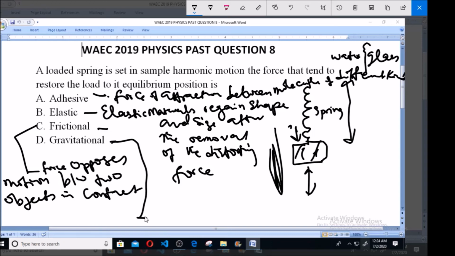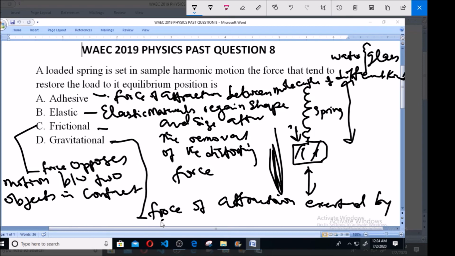Then finally, gravitational force is actually the force of attraction exerted by a body on all other bodies in the universe. So that very force of attraction exerted by a body on other bodies in the universe, that is gravitational force.